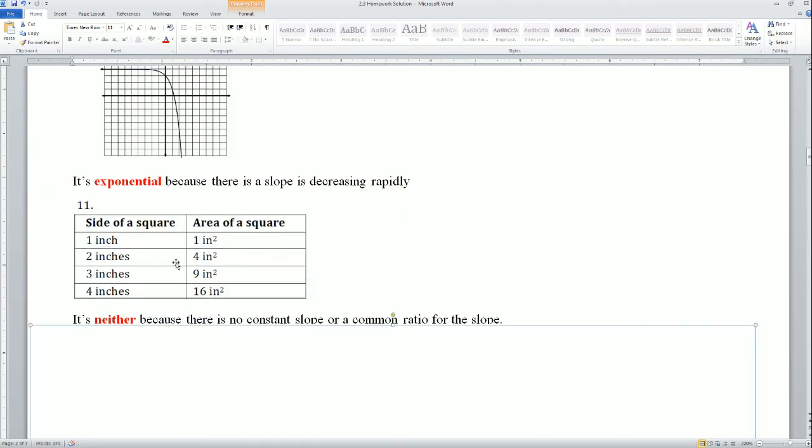Number 11, we have this. This is neither. Right, there's no constant slope nor a common ratio. This would be, I think, quadratic. Right?